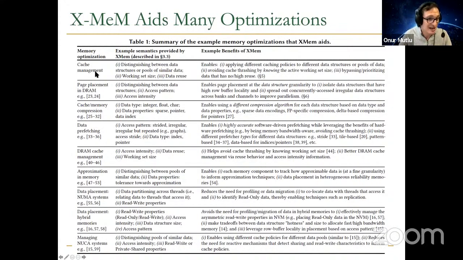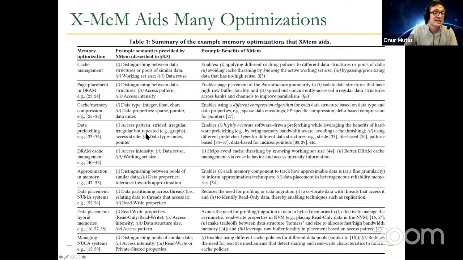You can improve cache management. You can improve compression, prefetching. These are more traditional examples of improvements in the memory hierarchy. For example, you can do better non-uniform memory access management if you know more about your data structures and memory regions. And this knowledge that you can communicate could be data types. Today, these are not communicated, unfortunately.